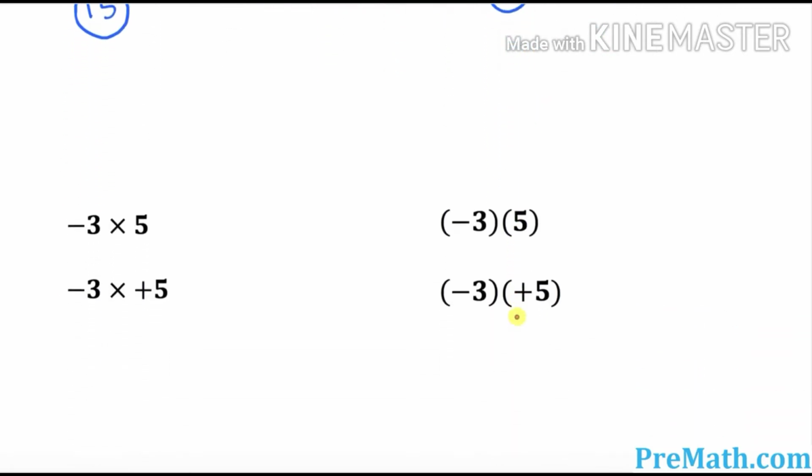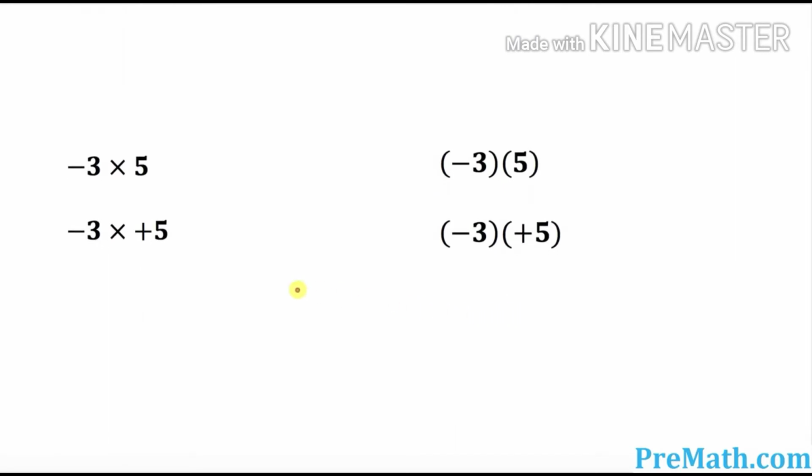Let's do a few more examples. How about this one? You can see negative 3 times 5, and we know that 5 could be written as positive 5. So negative 3 times positive 5. We know that negative times positive is negative. 3 times 5 is what? 15. So that is our answer.